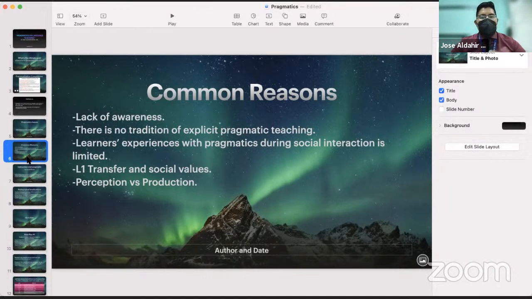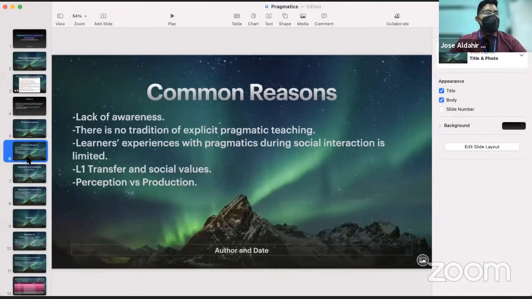And also, because most of our learners live in an EFL context, we do not have the opportunity to interact with native speakers, right? So those learners' experiences with pragmatics during social interaction might be limited. Also, another reason is that we tend to transfer the pragmatic norms that we know in our first language, and we create a negative transfer whenever we use that information in a second language, right?